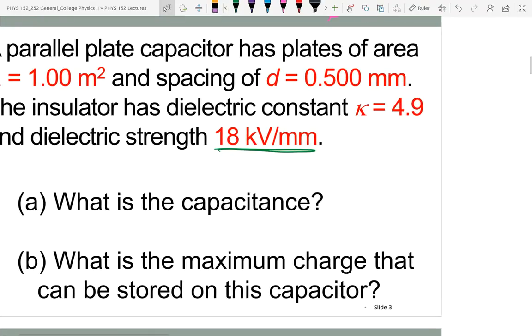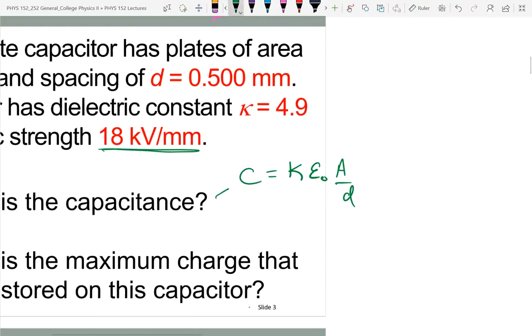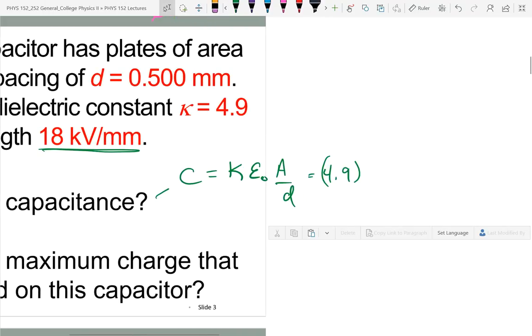So first, what is the capacitance, and then what's the maximum charge? So let's start with capacitance. We have an equation for the physical construction of a parallel plate capacitor. That's very simple. So I just need to put in my numbers. No units for the dielectric strength or dielectric constant. I told you I get those confused.